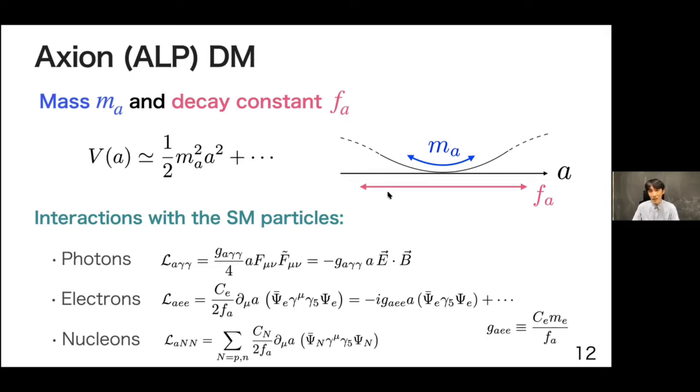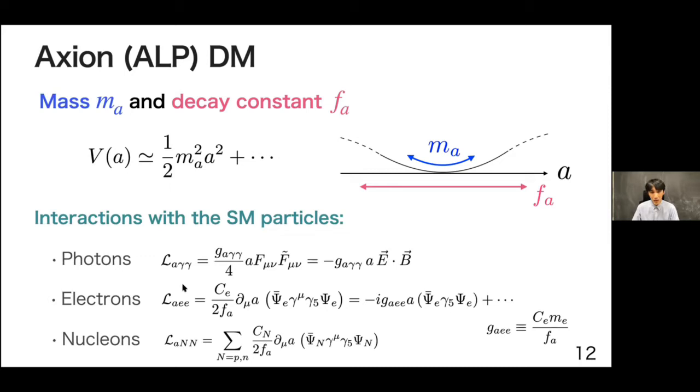f_a gives us a characteristic scale in the field space of the axion. In the simplest case, the decay constant f_a is directly related to the periodicity of the axion potential. And it also determines the strength of interaction with standard model particles. For instance, the axion photon coupling, where F_mu nu is the field strength of U(1) electromagnetism, and the coefficient is g_a gamma gamma, or g_a gamma, which has mass dimension -1. So it is inversely proportional to the decay constant f_a.